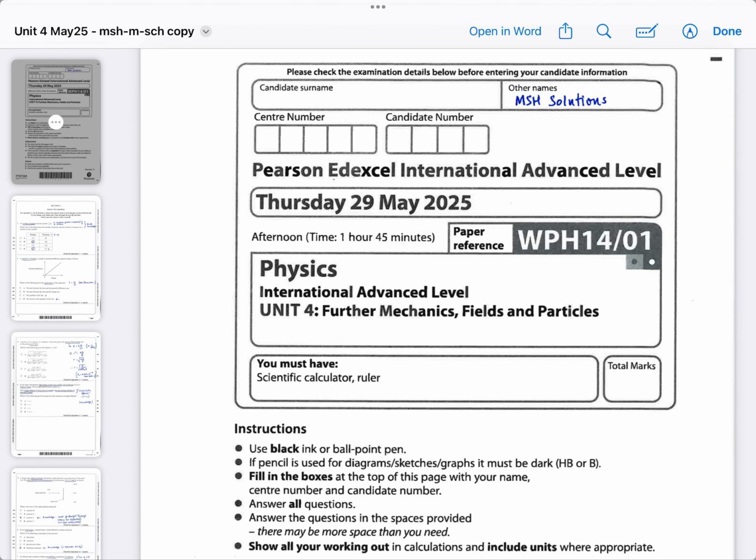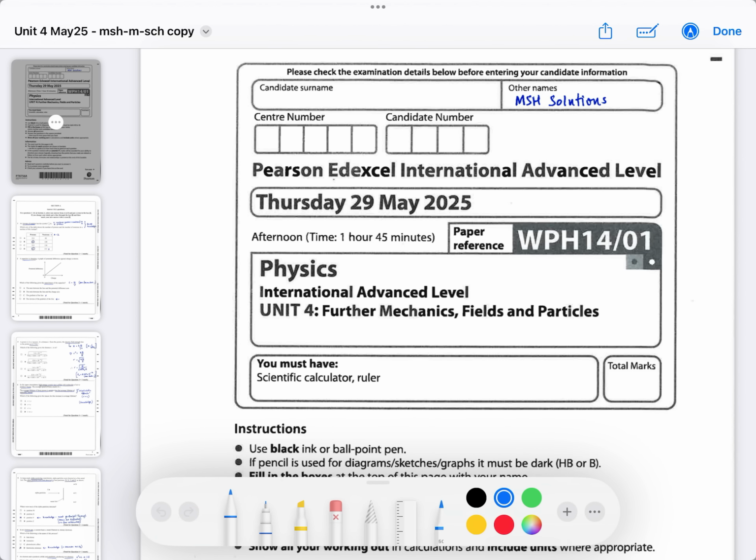Okay, good morning. I recently gave this paper for my Year 13 students who are doing linear Edexcel physics in the summer. And I use the International A level to go through the content that we just covered, because the modular exam only concentrates on what you've covered in Year 13.